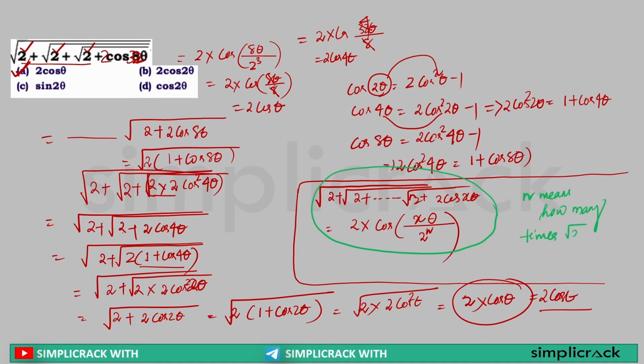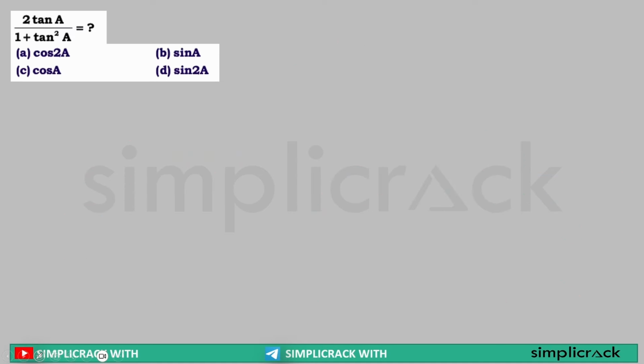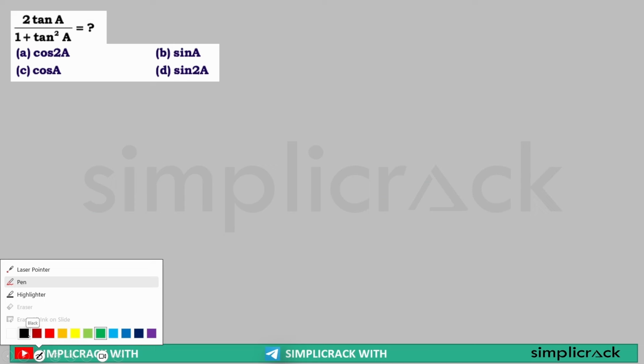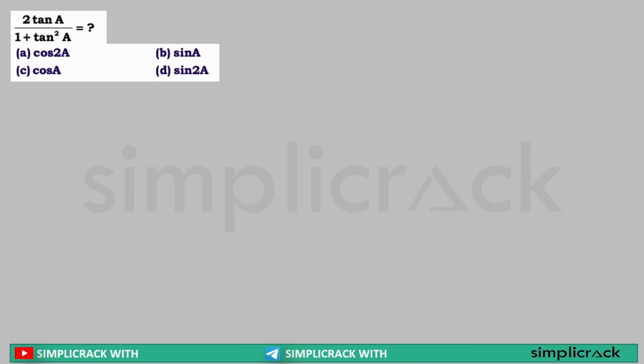times square root 2 has been added. You should not consider these two. You should only consider everything apart from these two. Okay. So this is the direct formula you can use and find the answer. Clear? Next. Sir, 2 tan a over 1 plus tan square a. Sir, 2 tan a over 1 plus tan square a is equal to what? Sir, very simple. I know sine 2 theta is equal to 2 tan theta by 1 plus tan square theta. Answer sine 2a. Clear? Sorted?